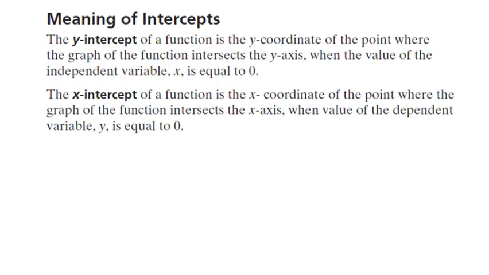Okay, next, meaning of intercepts. The y-intercept of a function is the y-coordinate of the point where the graph of the function intersects the y-axis, given when the value of the independent variable x is equal to 0. The x-intercept of a function is the x-coordinate of the point where the graph of the function intersects the x-axis, when the value of the dependent variable y is equal to 0. So you have kind of a relationship between when a variable is equal to 0 and its opposite axis.